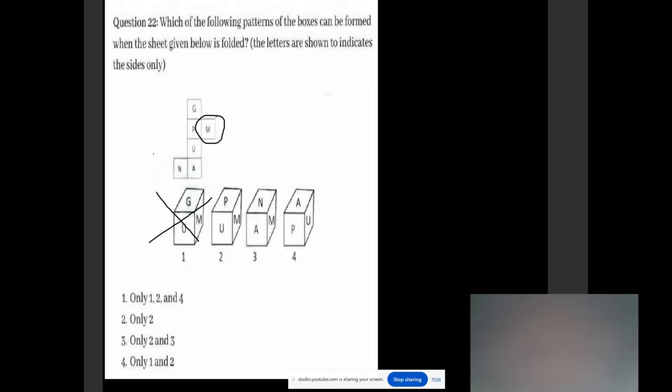The leftover ones are M and N, so M and N are opposite. But if you observe the third one, we have N and M adjacent. This should not be adjacent, so this is also wrong.